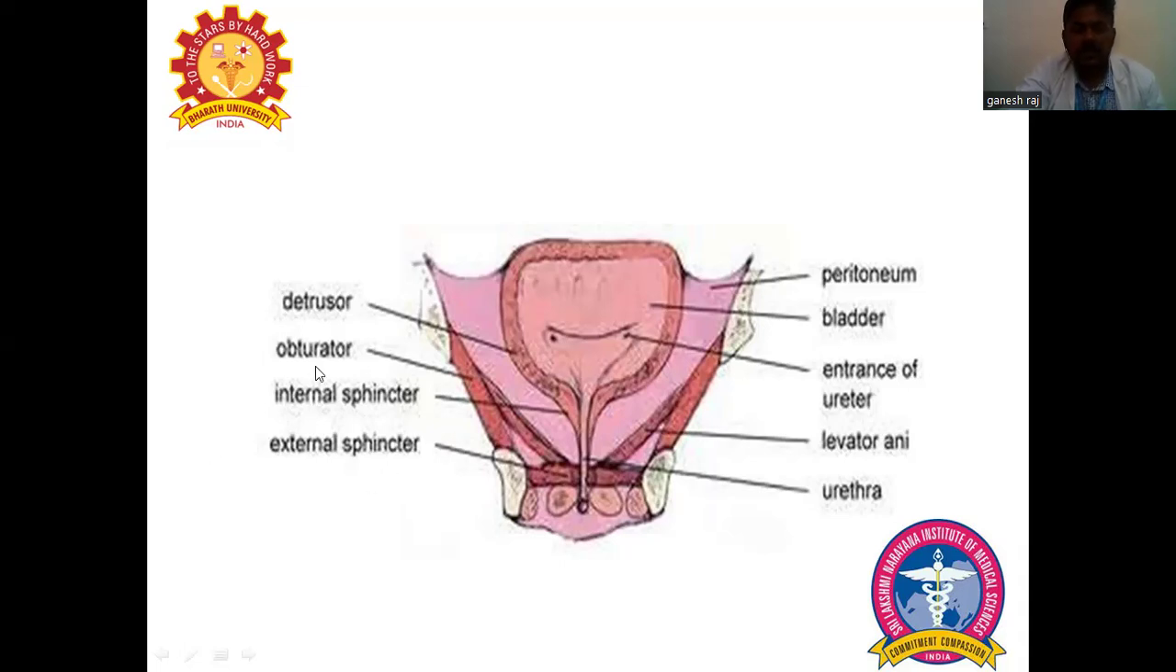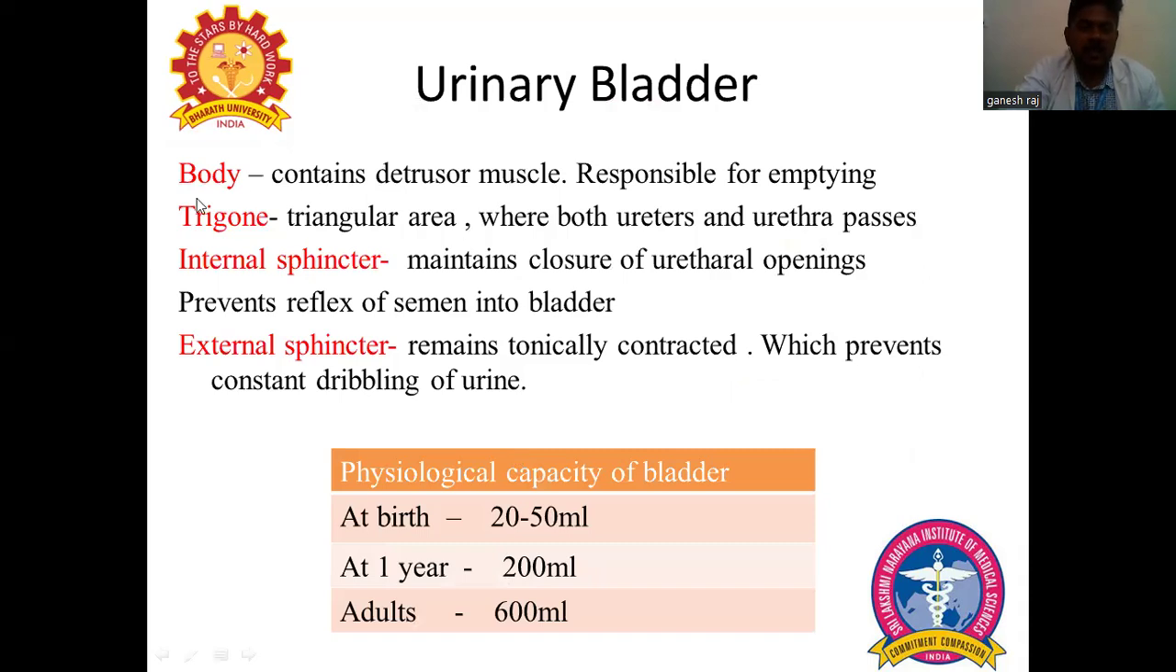Here are three important things you should know. The detrusor is a muscle present in the body of the bladder, and it is a smooth muscle. The internal urethral sphincter is present at the neck region of the bladder, and it is also made up of smooth muscle. The external urethral sphincter is present at the region of the urethra, and it is made up of skeletal muscle. Now we'll see the slide. The bladder has a body, trigone, and neck. The neck contains the internal urethral sphincter, and the trigone is a triangular area where both the ureters and the urethra pass.